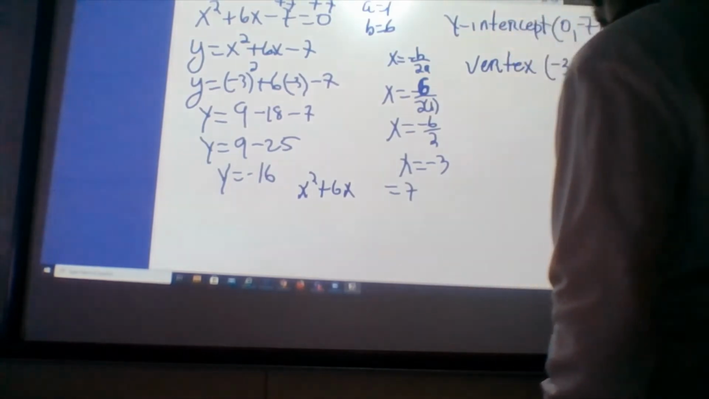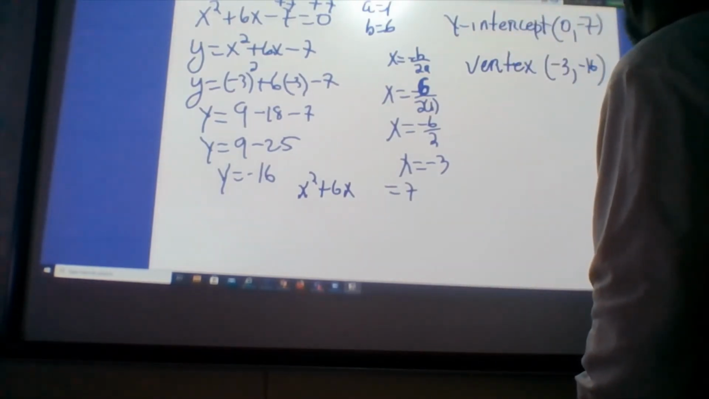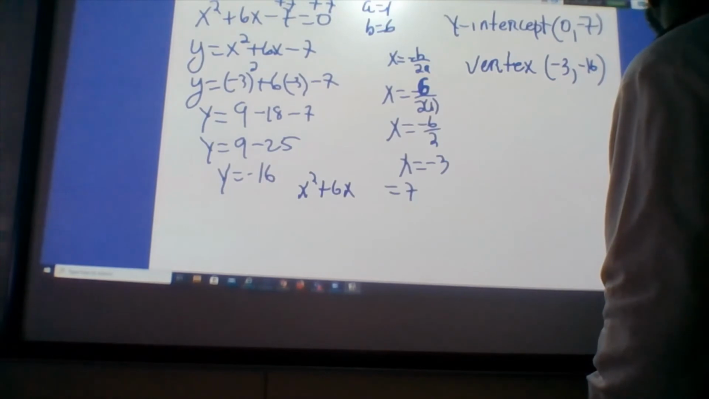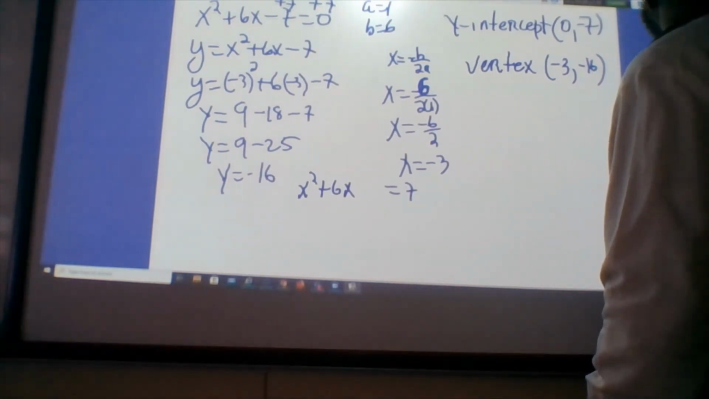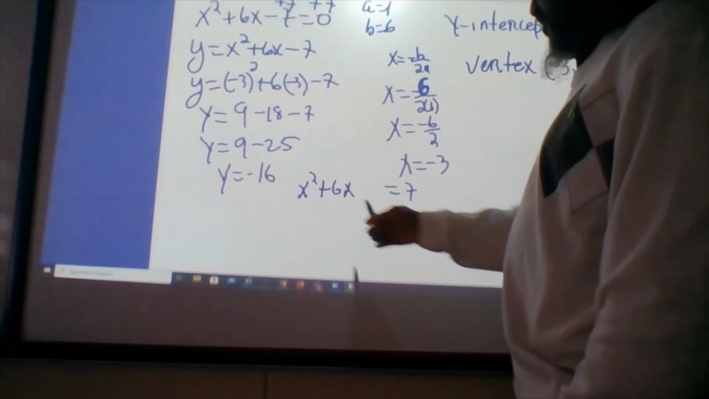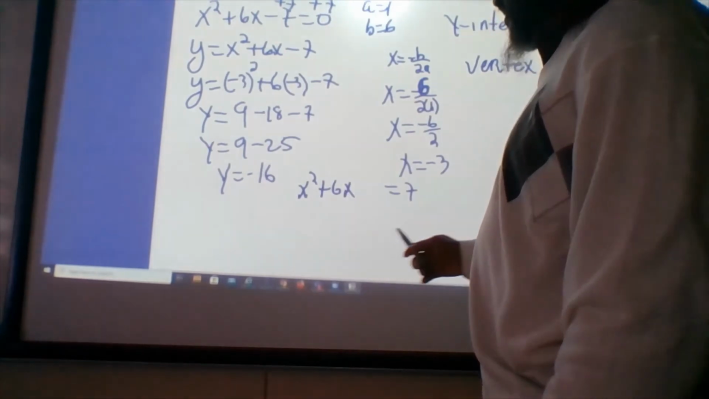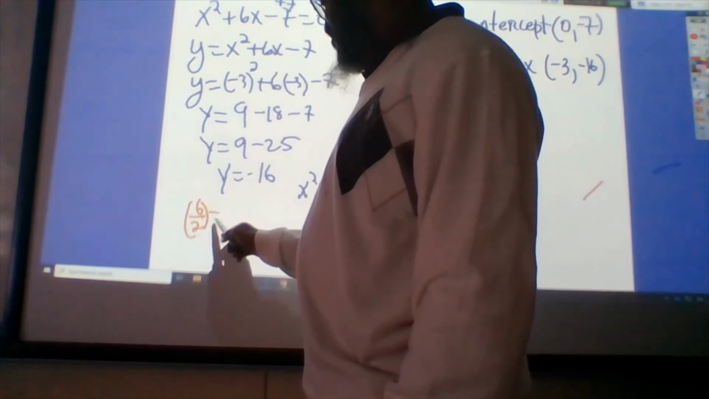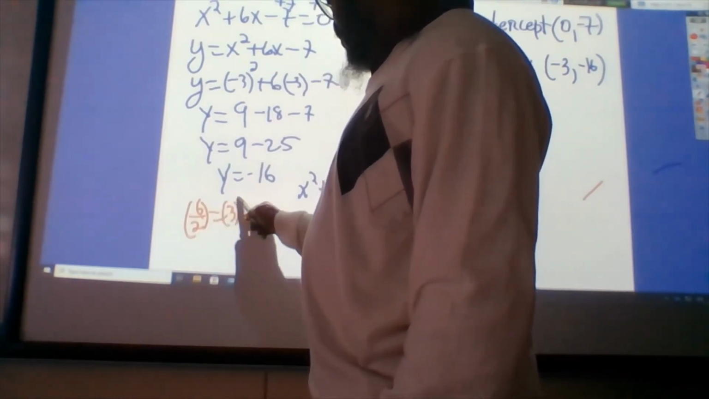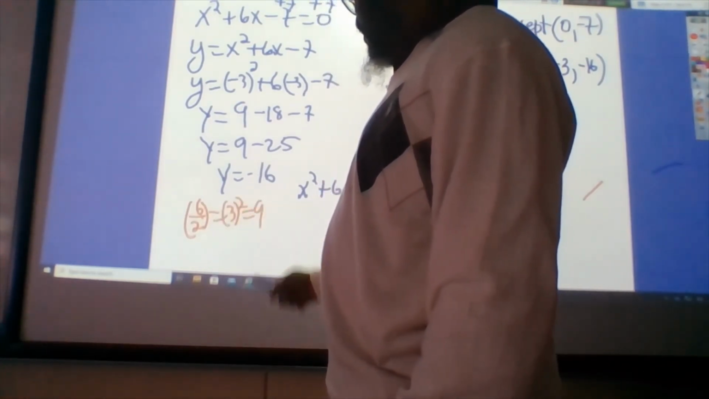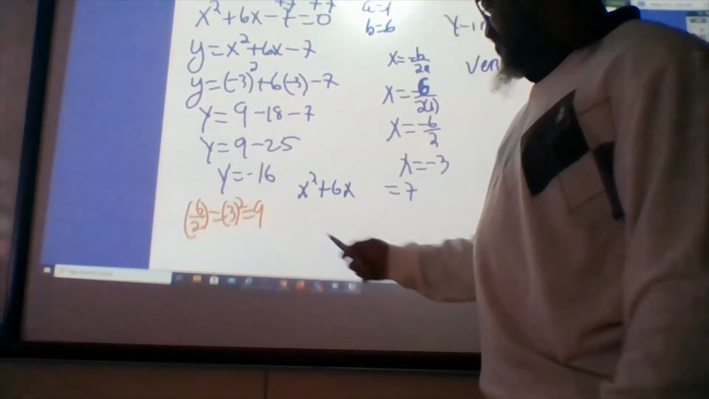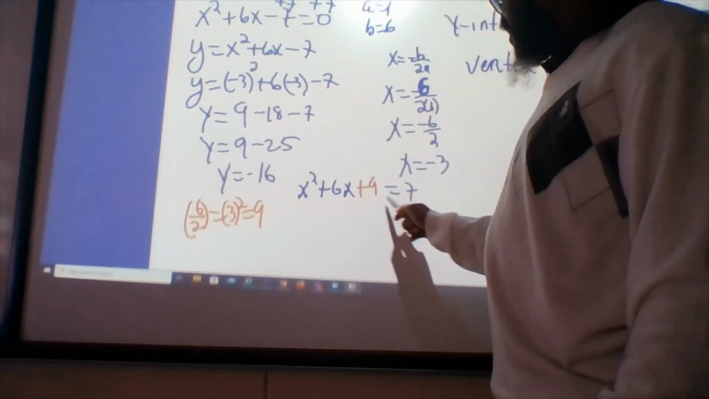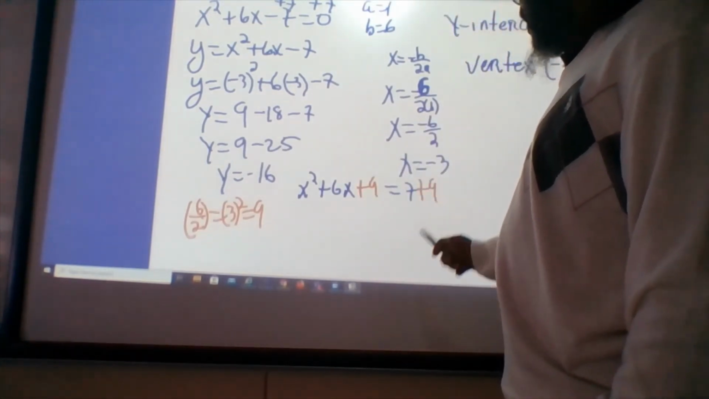So what I'm going to do, I'm going to divide by 2 and square it, add it to each side. So I'm going to take my b term, which is 6. If I take 6 and divide by 2, that will give me 3. I'm going to square 3, that will give me 9. Then that's what I'm going to add on each side. So I add 9 on each side.